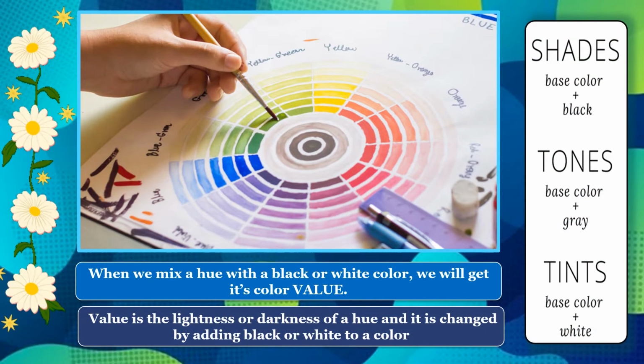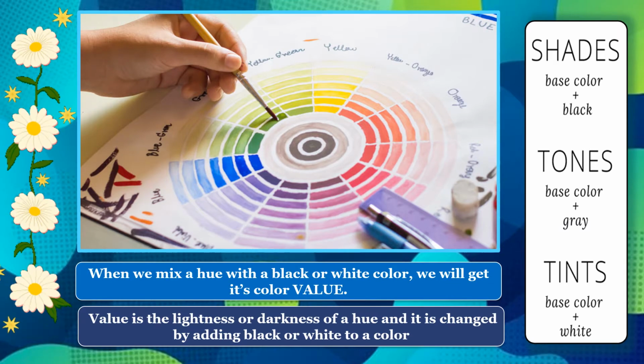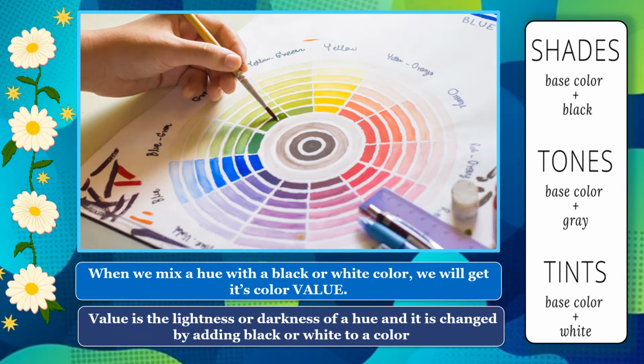When we mix a hue with a black or white color, we will get its color value. Value is the lightness or darkness of a hue, and it is changed by adding black or white to a color.